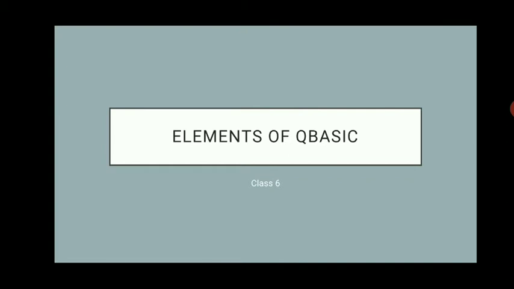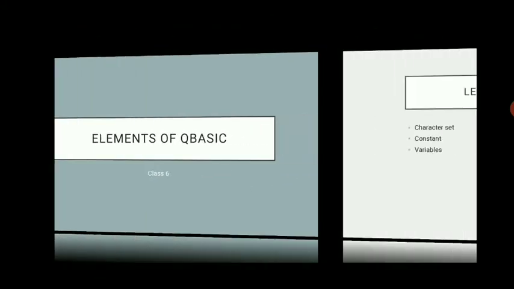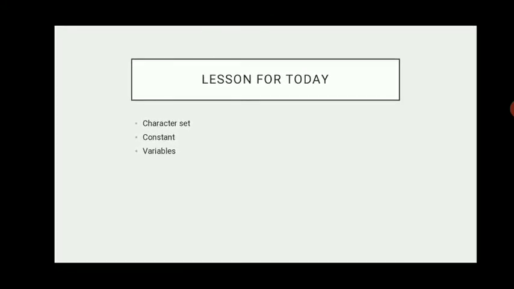Before starting the video, I would like to do some revisions from the previous videos. In our previous videos, we learned what a programming language is. We also learned what BASIC and Qbasic are, how to start a program, how to create a program, and how to save a program, right? In this video, we are going to learn elements of Qbasic. In this lesson, we are going to talk about character set, constants, and variables.